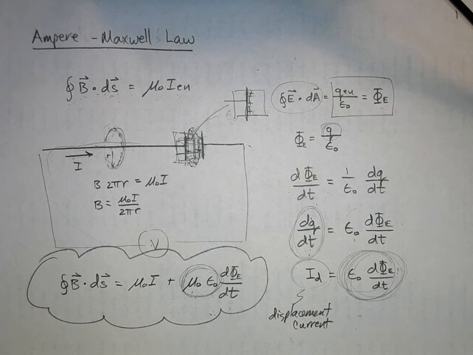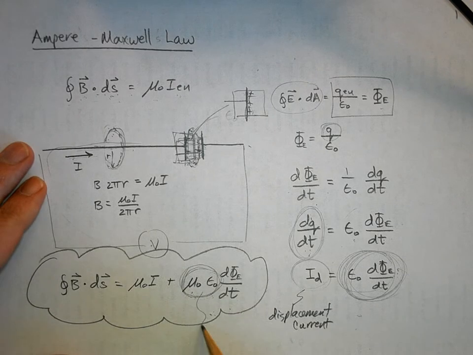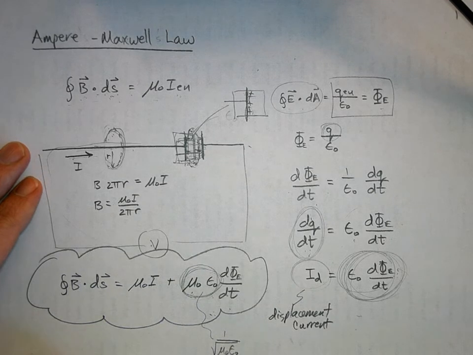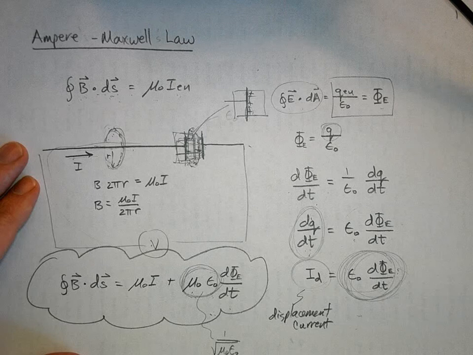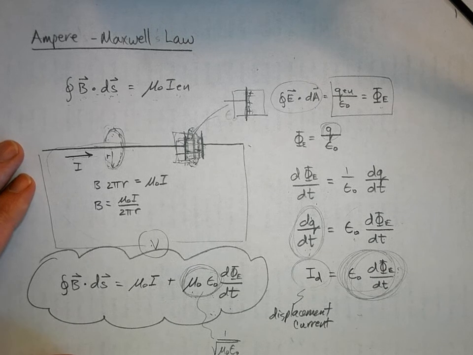Now, I'm just going to tell you this. You're not going to understand this yet, and it's okay. I understood it for a little while, but it's been so long since I studied it. I just remember it. If you do this, 1 over the square root of mu naught epsilon naught, you get the speed of light.